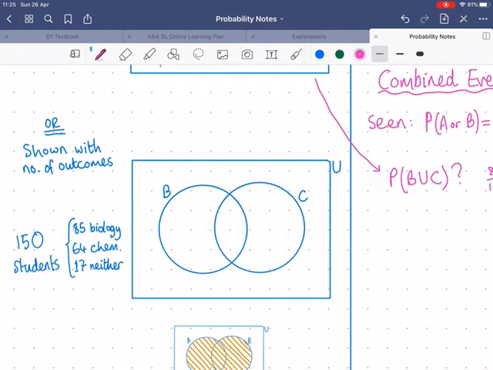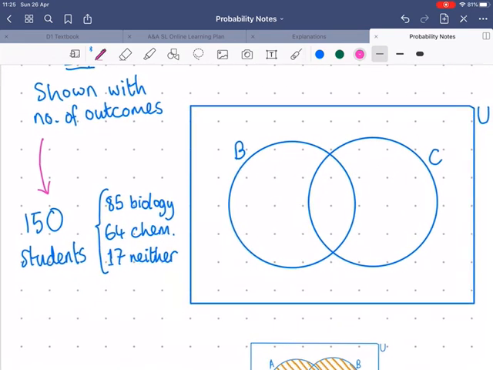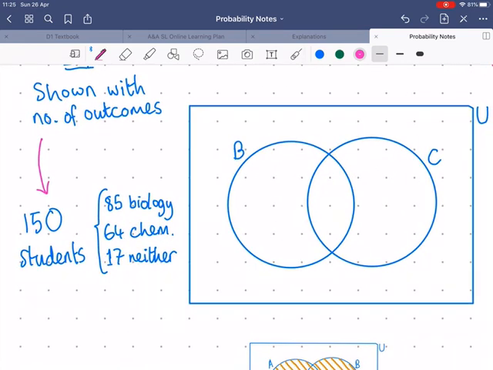So that was an example of when we were writing every single outcome in our Venn diagram in the appropriate region. But now we can see an example where sometimes we might just want to write the number of outcomes that are in that region. I have 150 students here. I'm not going to write 150 names in this Venn diagram, but it still will be helpful to say how many students go in which part of the diagram. So from these 150 students, I am told that 85 do biology, 64 do chemistry, and 17 do neither.